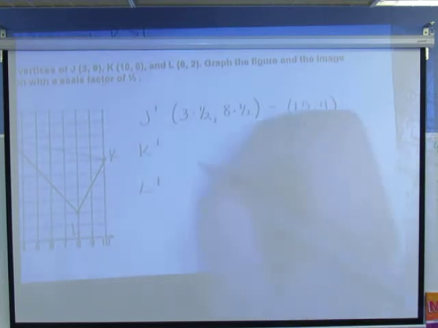For K prime, we're going to do 10 times 1/2 and 6 times 1/2, which will be 5, 3. 1/2 times 10 is 5, and 1/2 times 6 is 3. And L, it's going to be 8 times 1/2 and 2.